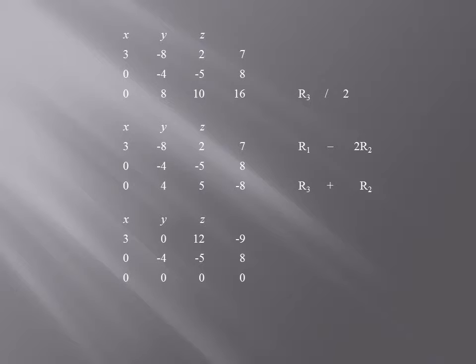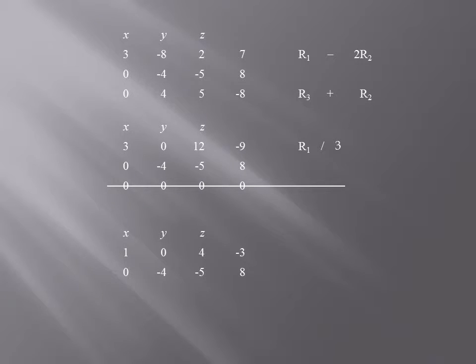Well, this reads 0 times x plus 0 times y plus 0 times z equals 0. That is, 0 equals 0. While true, this gives no information about the solutions to the system. So we'll eliminate row 3. Row 1 is divisible by 3. In effect, we now have a system of 2 equations in 3 unknowns.